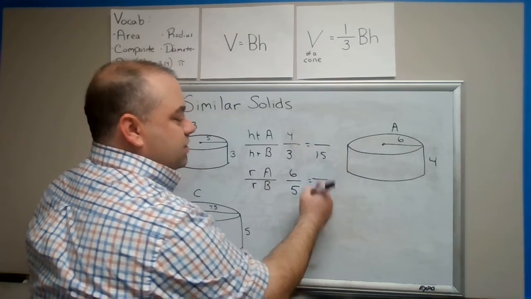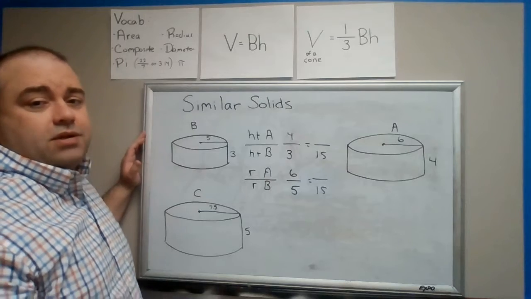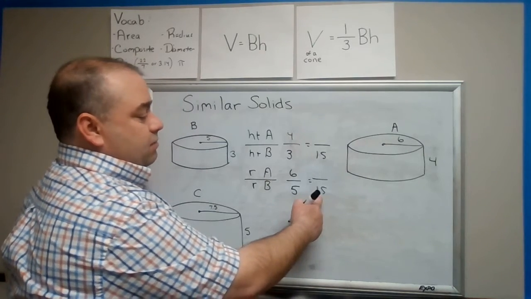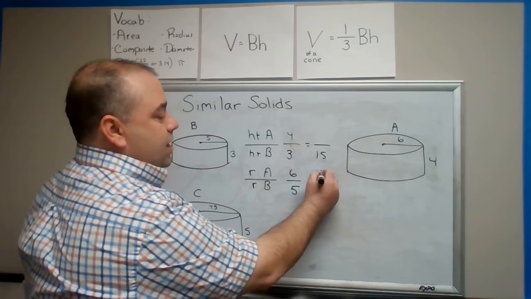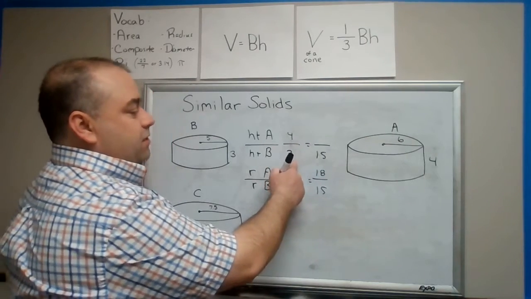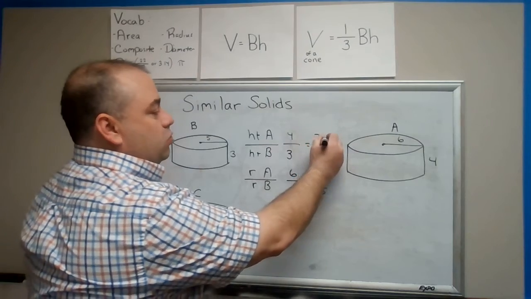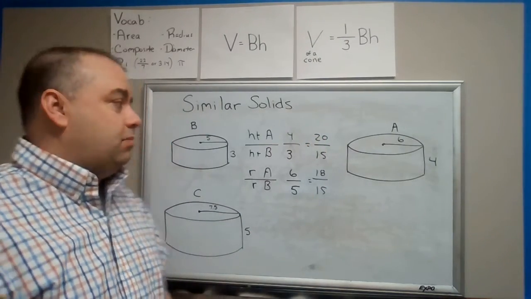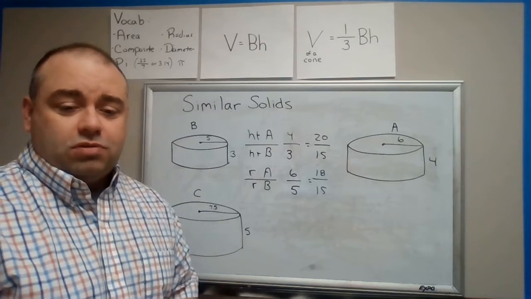Now, the secret here is if the top number is the same, they're similar. If the top number is different, they're not. So if I go 5 times 3 is 15, 6 times 3 would be 18. Okay. 5 times 3 would be that, 5 times 4 would be 20. Are the top numbers the same? No. So they are not similar. A and B, not similar to each other.